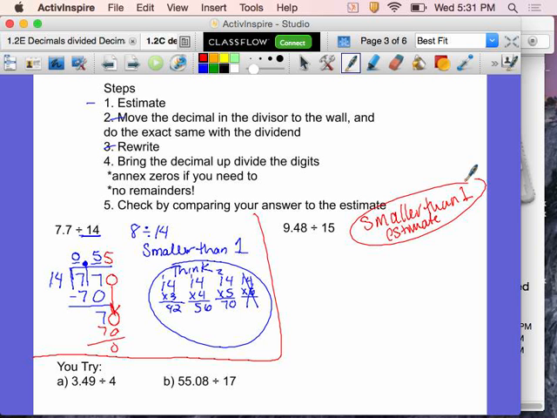Oh, I didn't check my last one. Oh, was it smaller than 1? Yes, okay, good. All right, where were we? So, I know it's going to be smaller than 1 because I don't have 15 here to divide up.